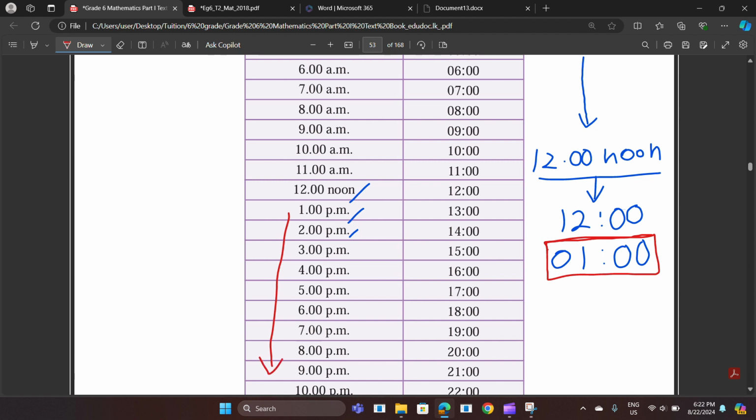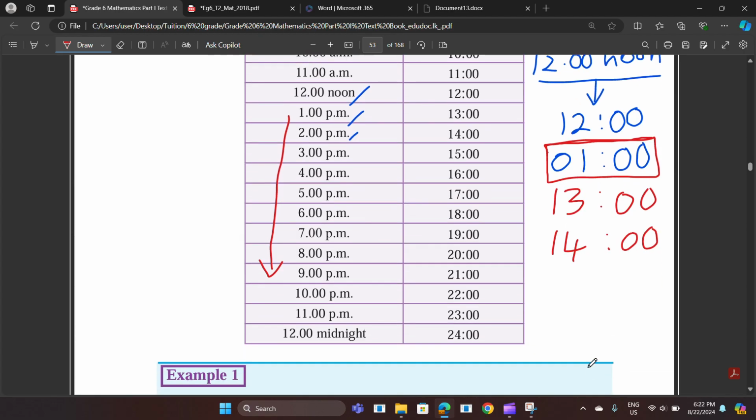In 1300, 1400. Okay, likewise, we are representing. And when we come to 12 midnight, it is 24:00. Okay, this is how we represent time in the 24-hour clock.